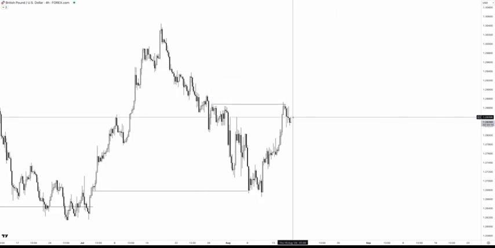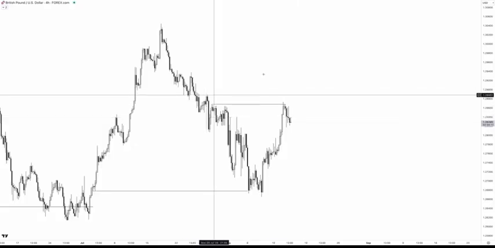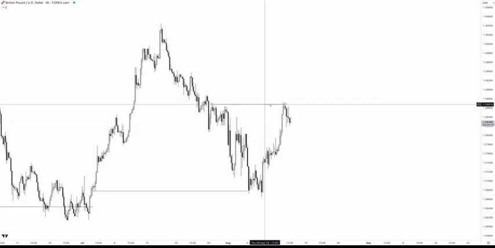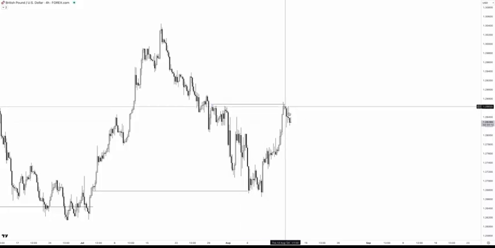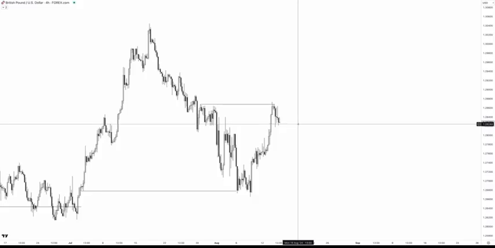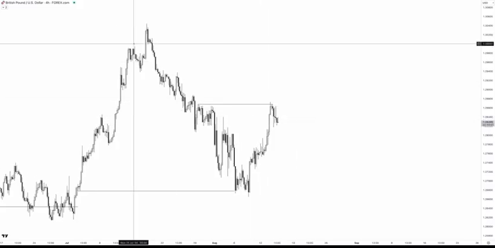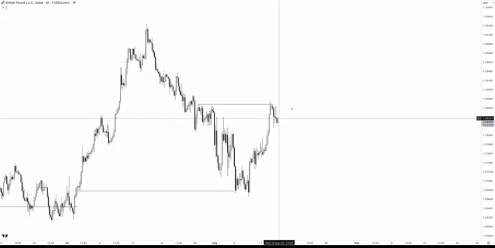The market took out that liquidity, this liquidity point right here, which fueled the market to go lower. And then what it does is not really shown on the 4-hour time frame. For that reason, you go lower.